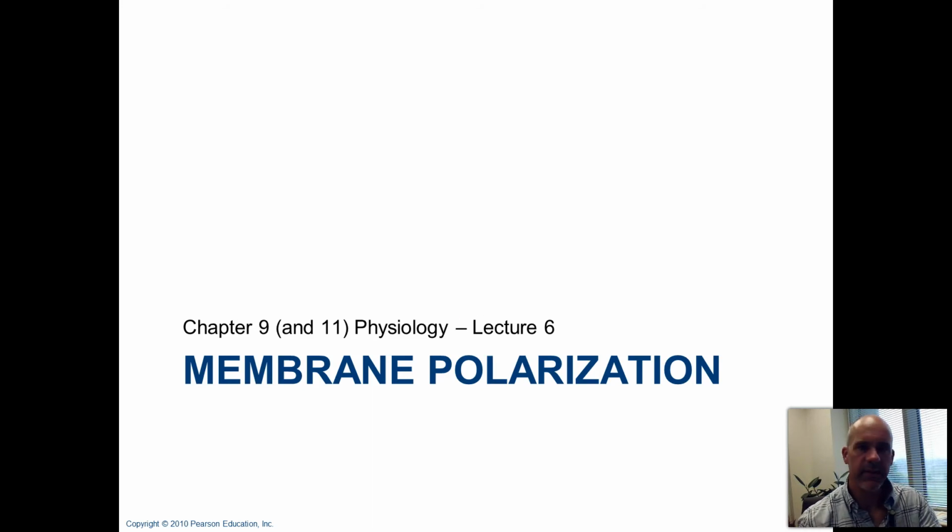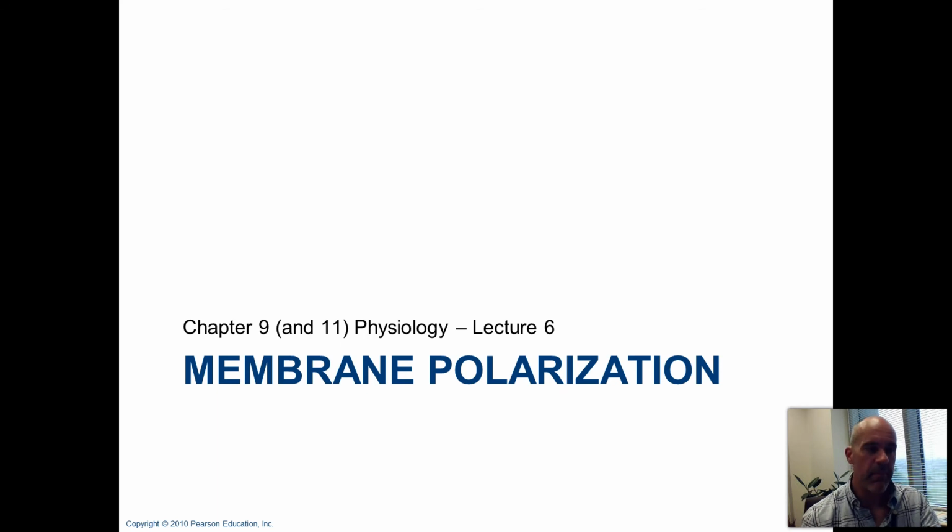All right, our next topic for Chapter 9, and again, some of this information is coming from Chapter 11 as well, where the generation of action potentials, nerve impulses, is discussed. So we're going to go ahead and pull in some of that information from Chapter 11 for Unit 4.